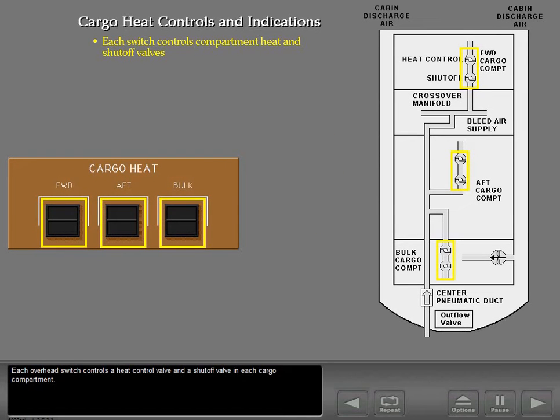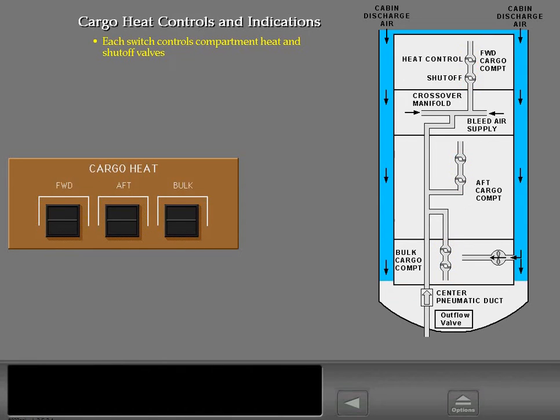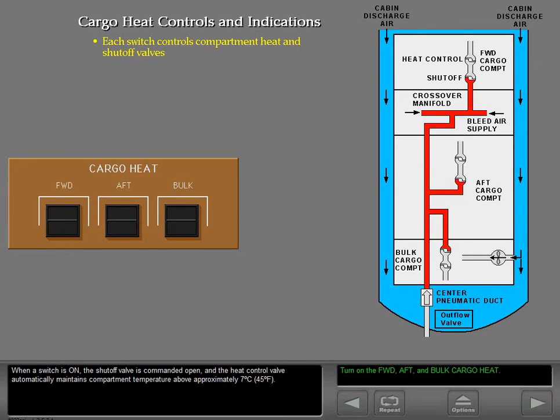Each overhead switch controls a heat control valve and a shutoff valve in each cargo compartment. When a switch is on, the shutoff valve is commanded open, and the heat control valve automatically maintains compartment temperature above approximately 7 degrees Celsius, 45 degrees Fahrenheit.